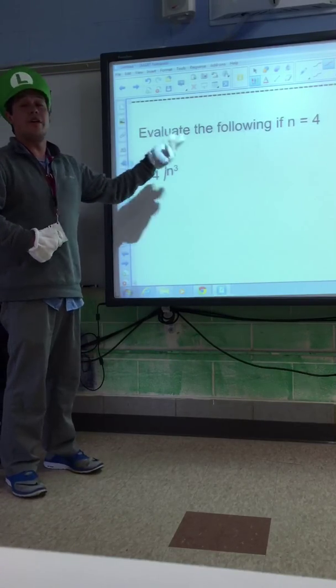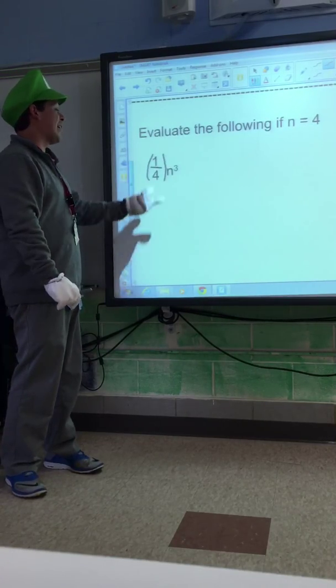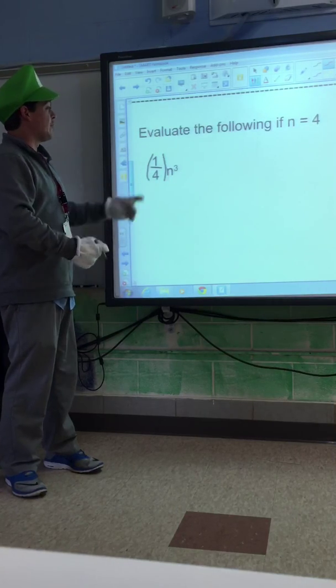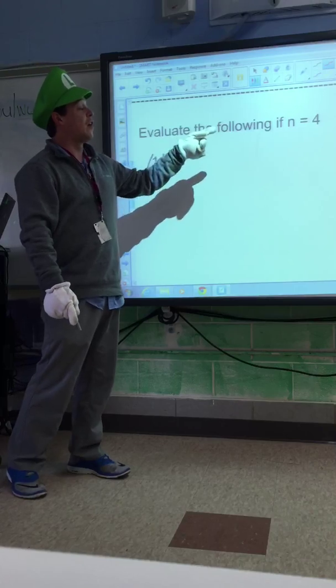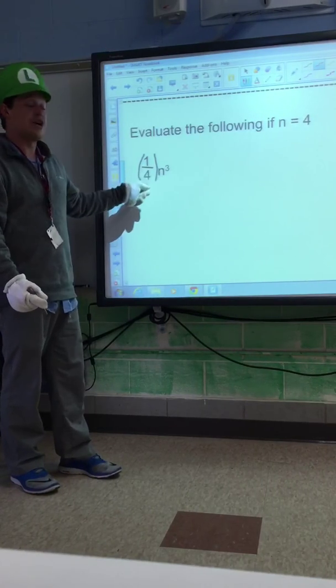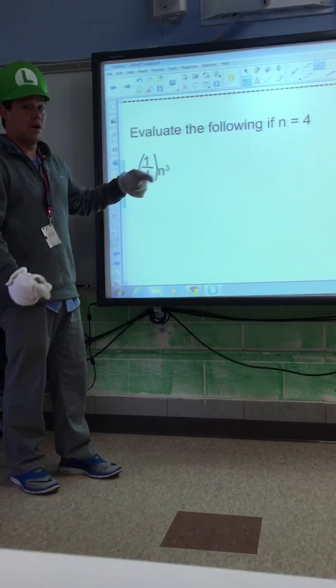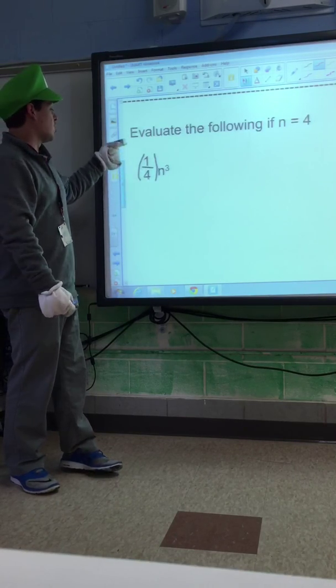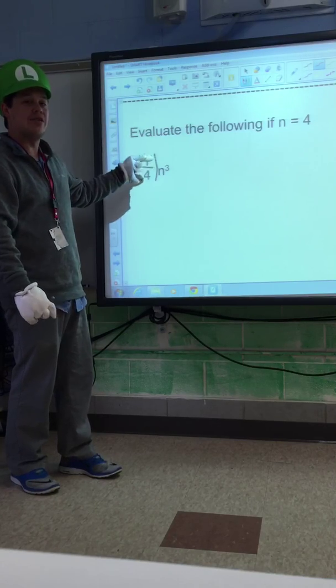Alright, so after evaluating simple exponents, evaluating exponents just isn't any different. The first thing we have to do is take a look at this. It says evaluate the following if n is the same as 4. So we know that in this expression, n is worth 4. The first thing I'm going to do is rewrite this and read it in math. So it says 1/4 times n to the third power.